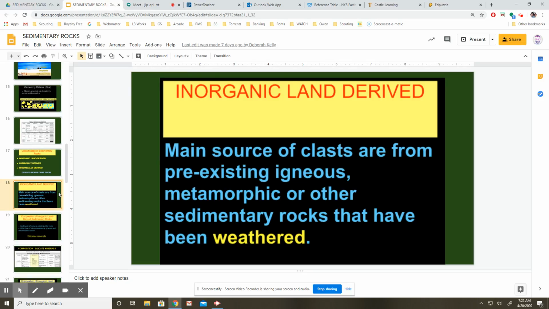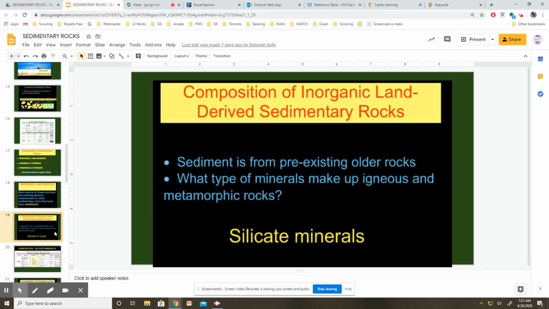So the term inorganic land derived, we see sediments or clasts coming from pre-existing rocks like igneous, metamorphic, or even other sedimentary rocks that have been weathered down into smaller pieces. The material that's been weathered is typically a silicate mineral, because back in the mineral unit we learned that a majority of those minerals are in the silicate oxygen tetrahedron group, so they contain oxygen and silicon as their main constituent.